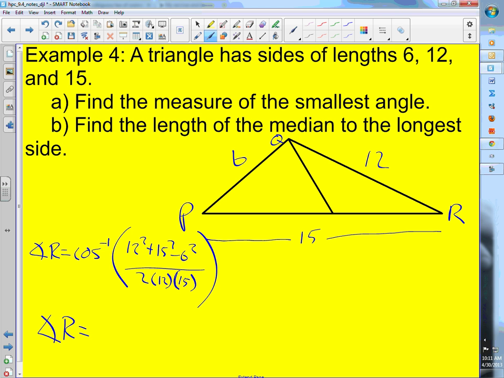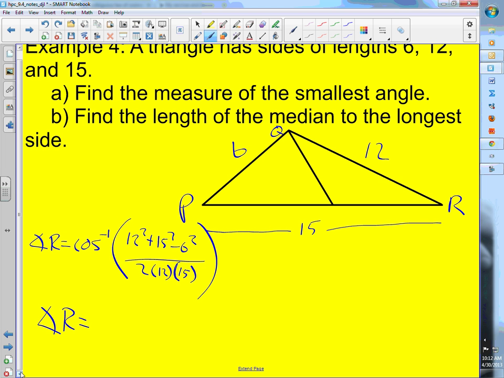But try these problems in class. You'll figure out whether or not you can do them by the time you get to the test. What did angle R turn out to be? 22.332 degrees. So 22.332 degrees, that's this angle. Now, find the length of the median to the longest side.